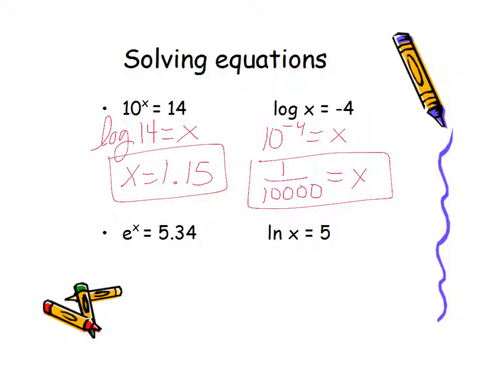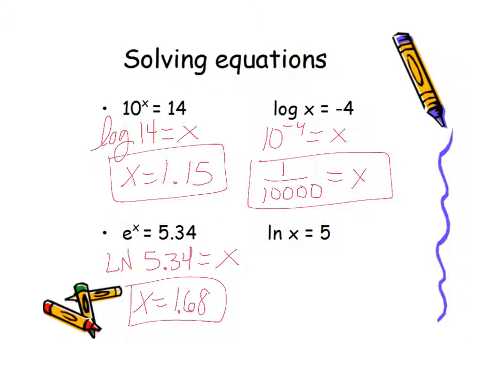Let's try some of those with the e value. This next one is very similar to the one we had up here, only it's a base e instead of a base 10. When I switch this to a logarithm, instead of it being log base e, I'll write it natural log, and don't put the little base on it. Natural log of 5.34 equals my exponent, which makes it really simple just to evaluate it in your calculator. And you get x to be 1.68.